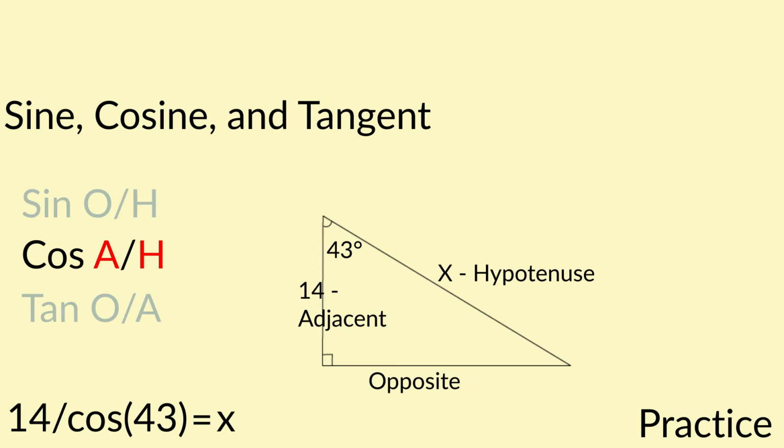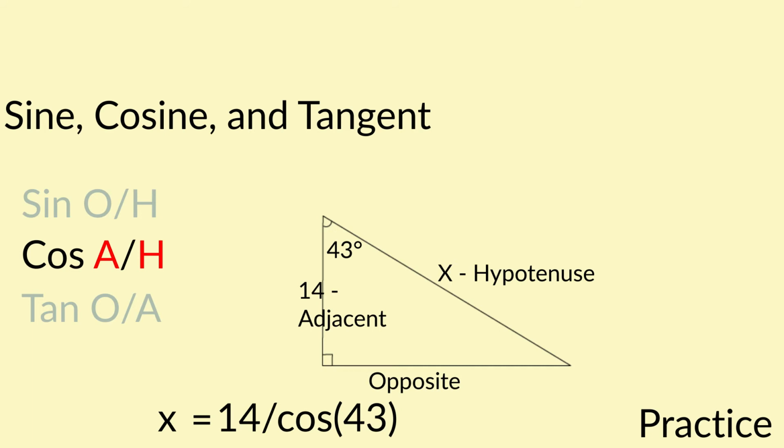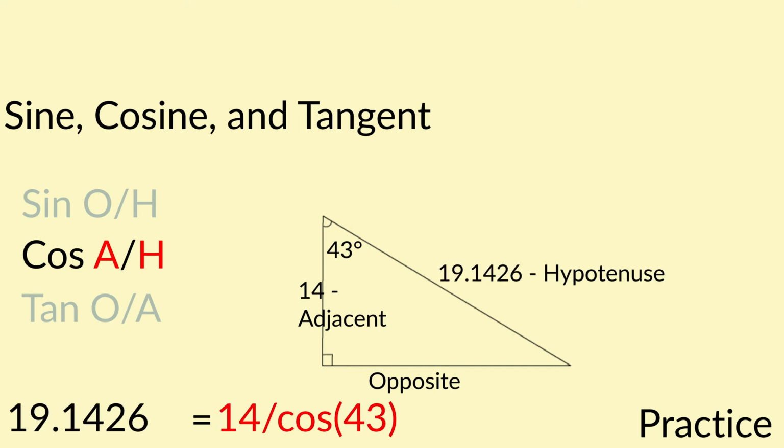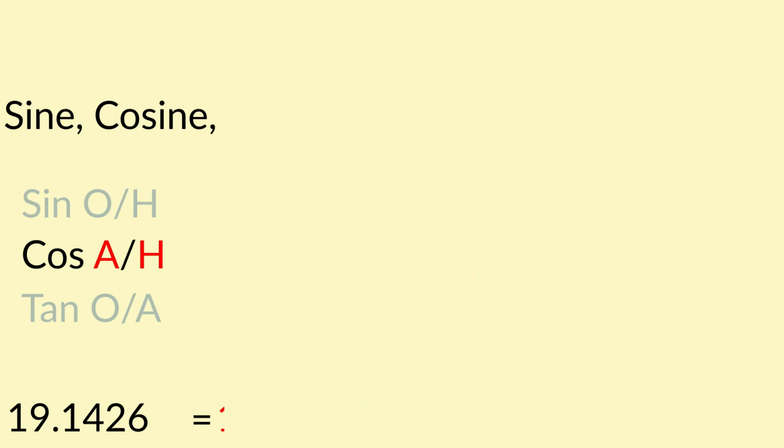If you are confused by how we got that, the long way around is thinking of multiplying both sides by x. You would then get x times cosine of 43 equals 14. To solve for x, you would divide both sides by cosine of 43. This is where the 14 divided by cosine of 43 comes from. So when you type this into your calculator, you should get approximately 19.1426. There you go, now another is solved.